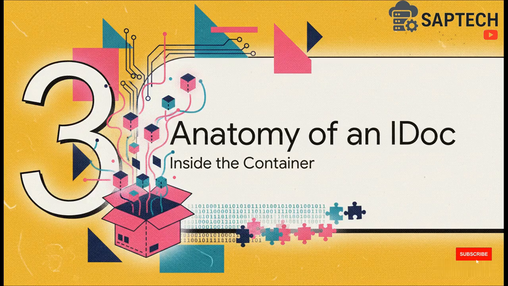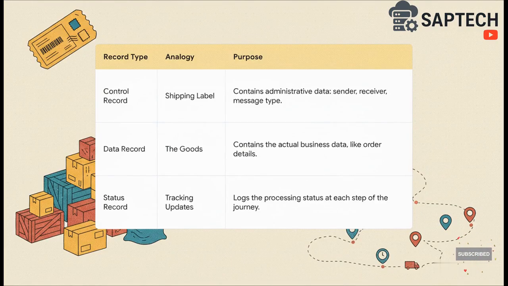So, we know what the container does, but what's really inside of it? Let's pry this thing open and take a look at the structure. This is where it gets really clever. And it all boils down to 3 core parts, and our shipping analogy just keeps working perfectly. Every single IDoc has a control record. That's the shipping label. It has 1 or more data records. Those are the actual goods inside the box. And finally, it has status records, which are just like the tracking updates you get when you order something online.